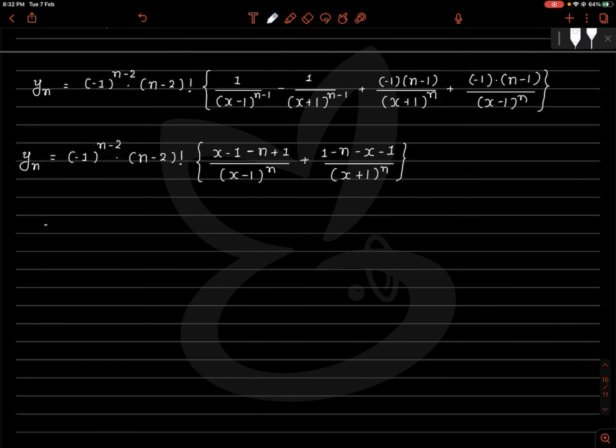Simplifying this, we will get yn is equal to (minus 1) raised to n minus 2 multiplied by (n minus 2) factorial into the bracket (x minus n)/(x minus 1) raised to n, minus (x plus n)/(x plus 1) raised to n.